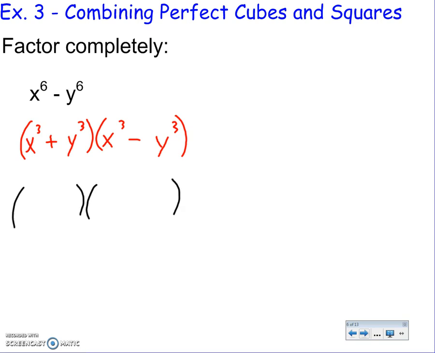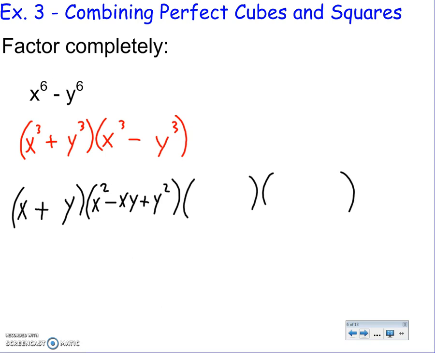Alright, so the cube root of x cubed is x. Cube root of y cubed is y. Square the first thing, multiply them, square the second thing. SOAP, so same, opposite, always positive. That's for the left one. That's x cubed, y cubed. Adding. Now the other one.